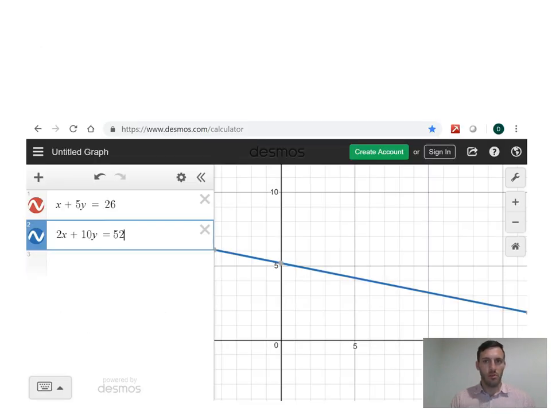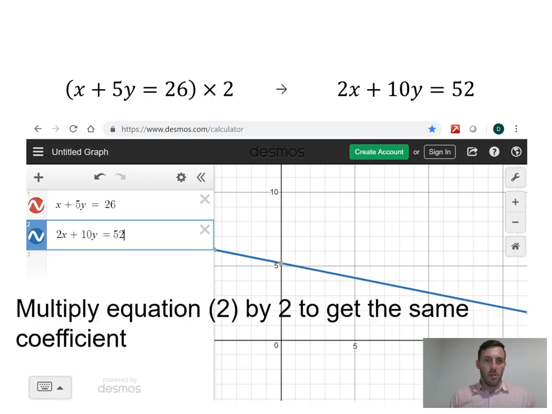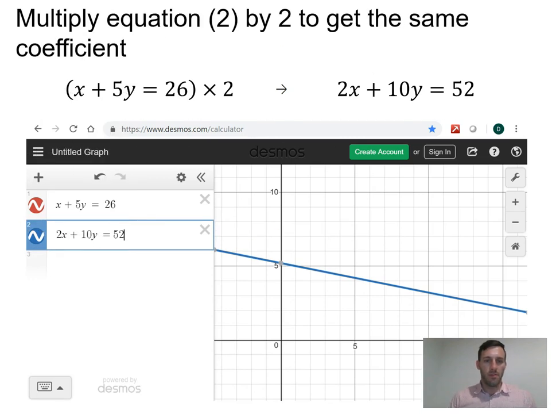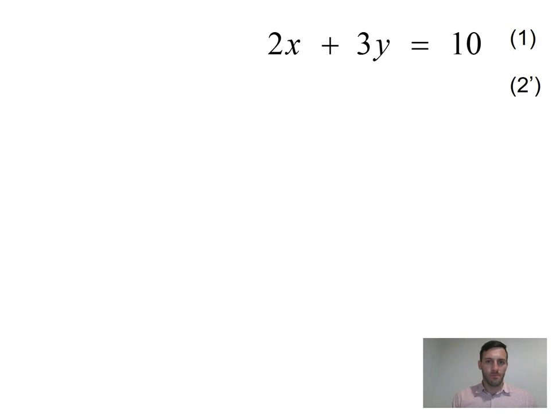To demonstrate that multiplying the equation by 2 doesn't change the equation, I've plotted both of them on the graph here. You'll notice that there's only one line, and that's because they are the same equation, and the lines are on top of each other. That's just to demonstrate that by multiplying the second equation by 2, we haven't changed it at all. So now we've multiplied everything by 2 in the second equation.